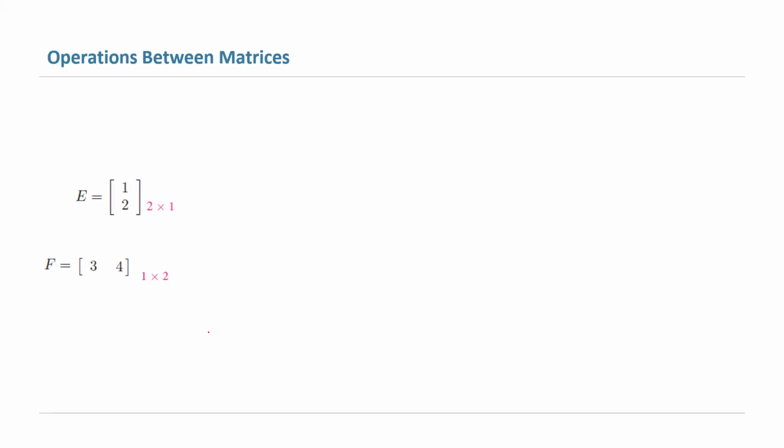So if you have two matrices like E, which has two rows and one column, and another matrix like F with one row and two columns, take a look. The number of columns of matrix E is the same as the number of rows of the second matrix. So basically you can multiply E and F.